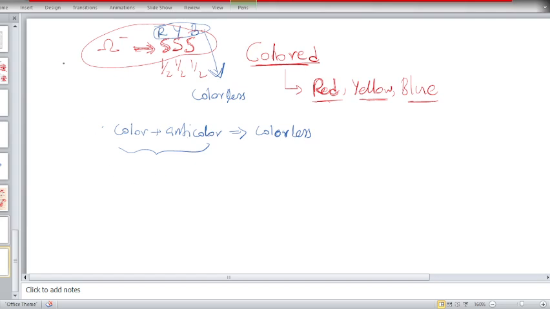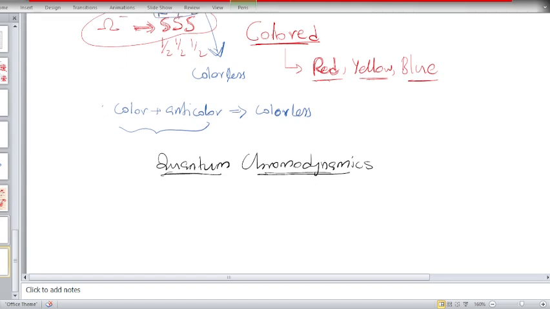And another thing that we have to discuss in this section is another theory, which is quantum chromodynamics. This is not that important from an examination point of view, so I'm not going to go into detail on these things. As we are going through a crash course, this much is enough.